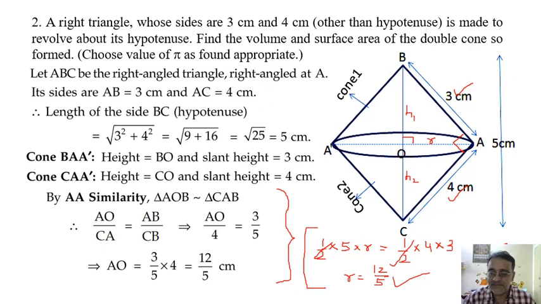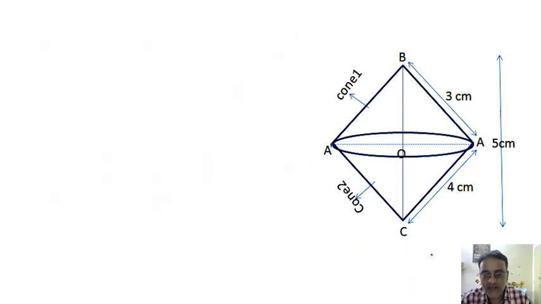And the Pythagoras theorem method is very typical. These two methods are easy. So any doubt in this one, the area method? No, sir. Okay, we'll move towards volume now.